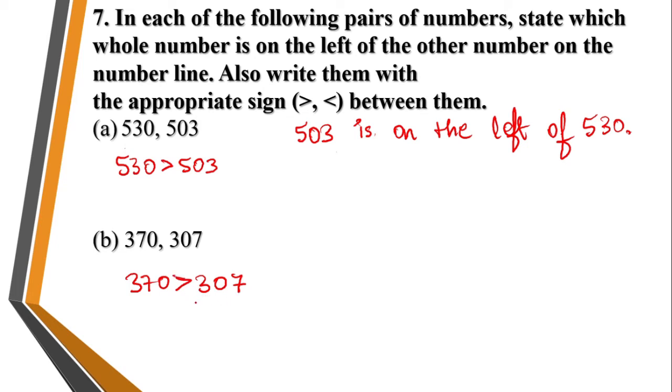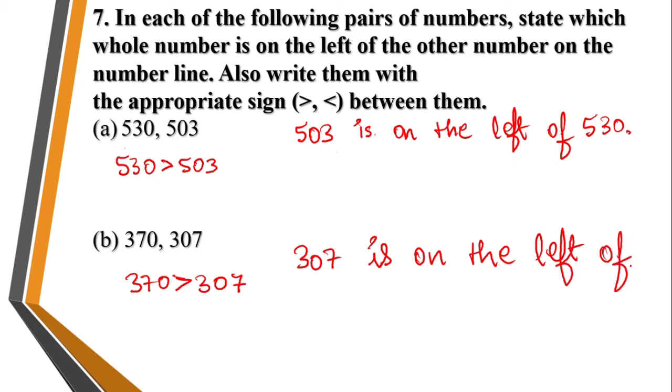Now we got to know the sign. Now, here we know that 307 is the smaller number than 370. So the smaller number will be on the left. So we can say 307 is on the left of 370. Right, because 370 is greater, so it will be on the right, and 307 will be on the left of 370.